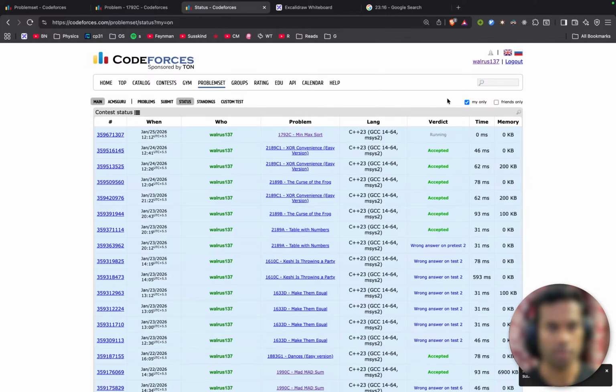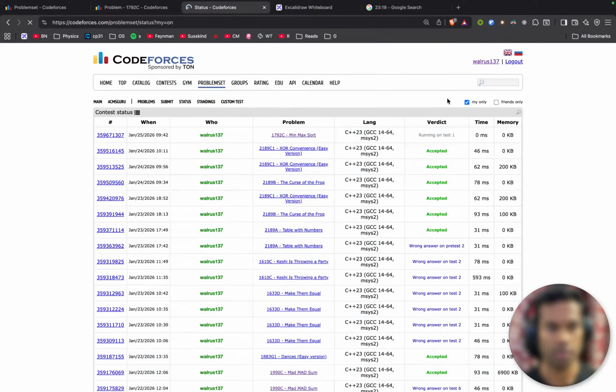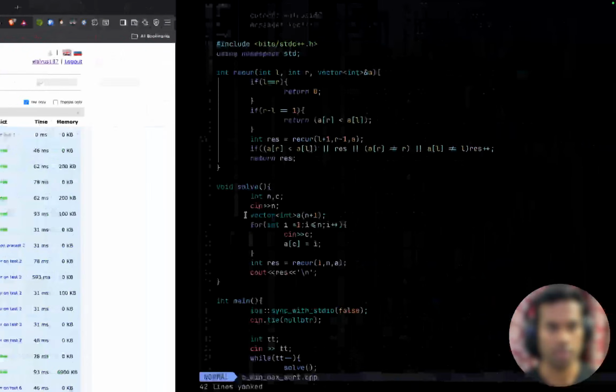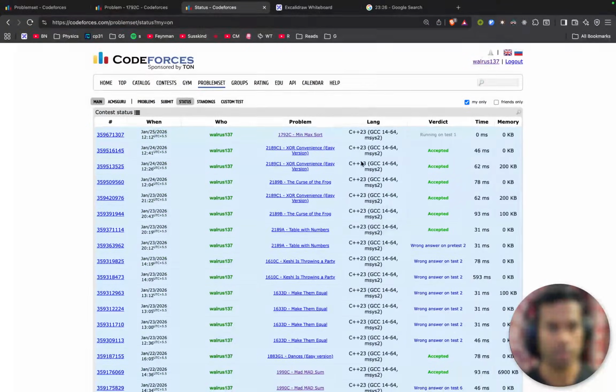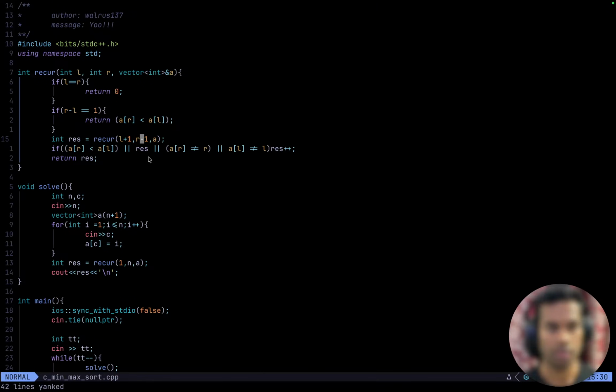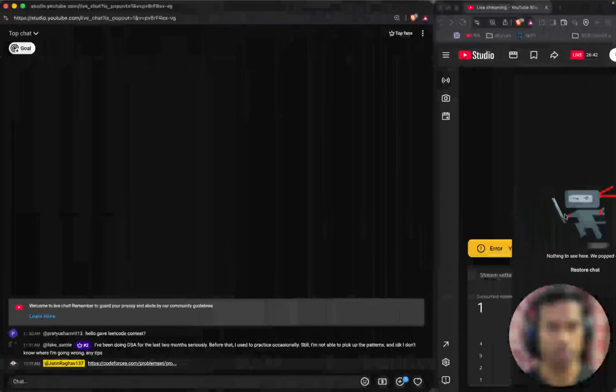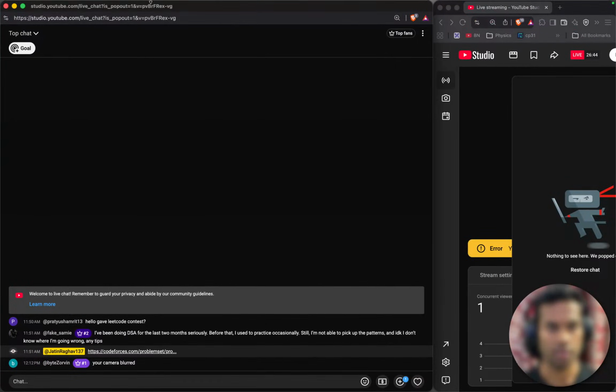Let's see. I feel like this will fail on test case 2 or something. Yeah, it seems like something is not being checked for here. Yeah, test case 2, this fails. Yep, this fails, and the camera is blurred.